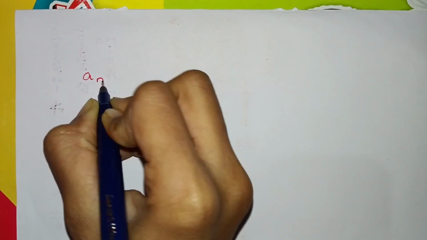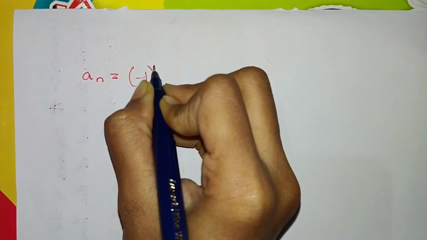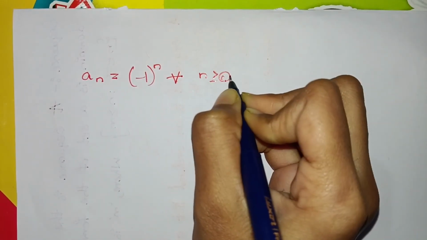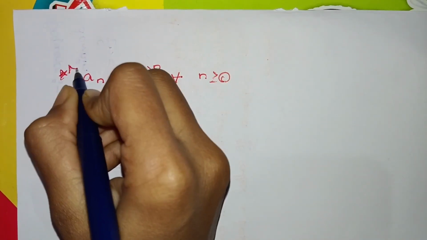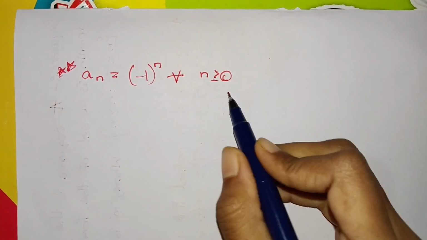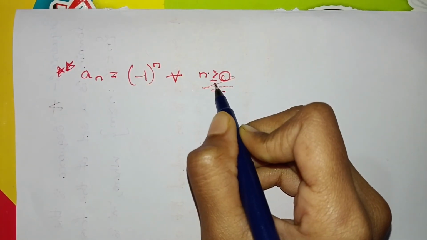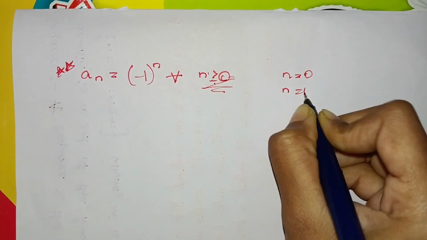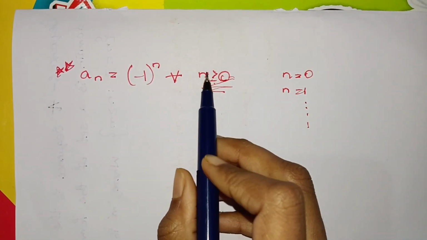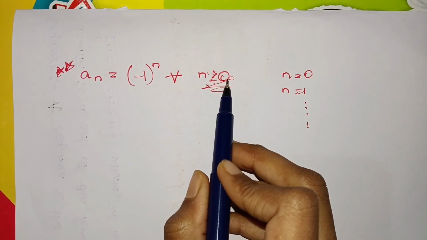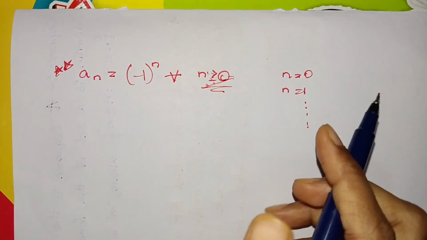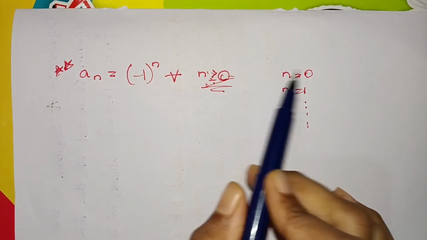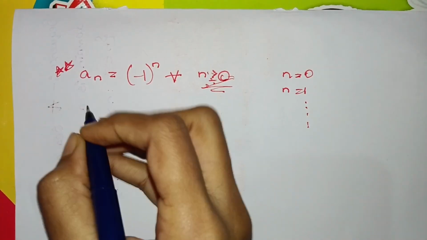So now let us consider another question. An is equal to minus 1 whole power n, for n greater than or equal to 0. So this is a very important question. They have given the n value, which is n greater than or equal to 0, which means n equal to 0, n equal to 1 and so on, because greater than 0 we are having so many values, right? 1, 2, 3 and so on. And they gave another symbol also, equal to, which means n is equal to 0 also. So now let us see the values.